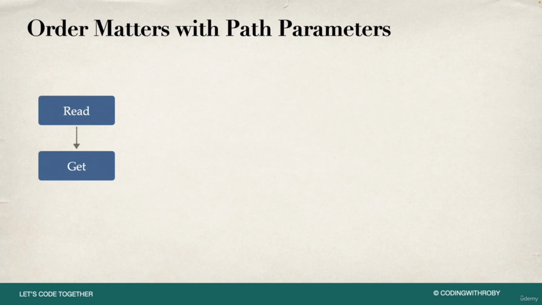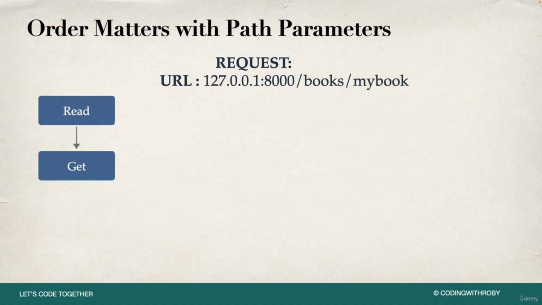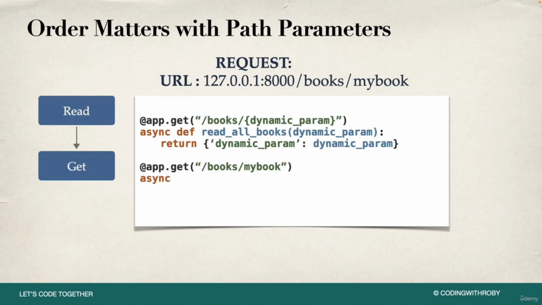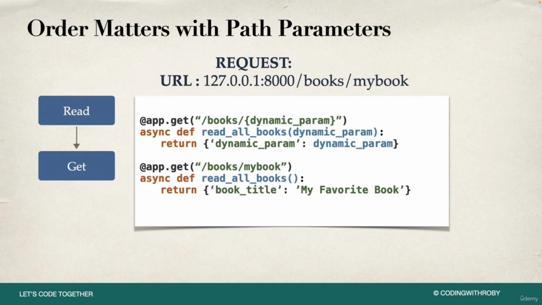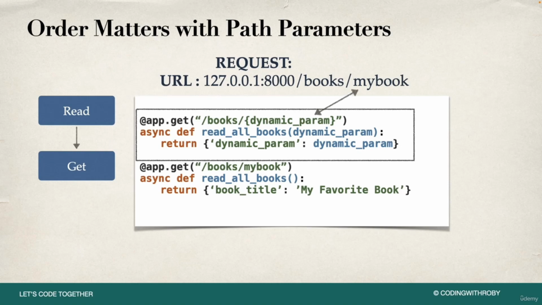Now, one thing to note is that order matters with path parameters. So we have our request of localhost port 8000 /book/mybook. Well, if we have a function first that is /book/{dynamic_param}, and then underneath this we say @app.get /book/mybook, well, the very first thing that's going to happen is mybook is going to be transformed into the dynamic param of our first function. So our second function will never get called because the first function is accepting the exact same parameter list.